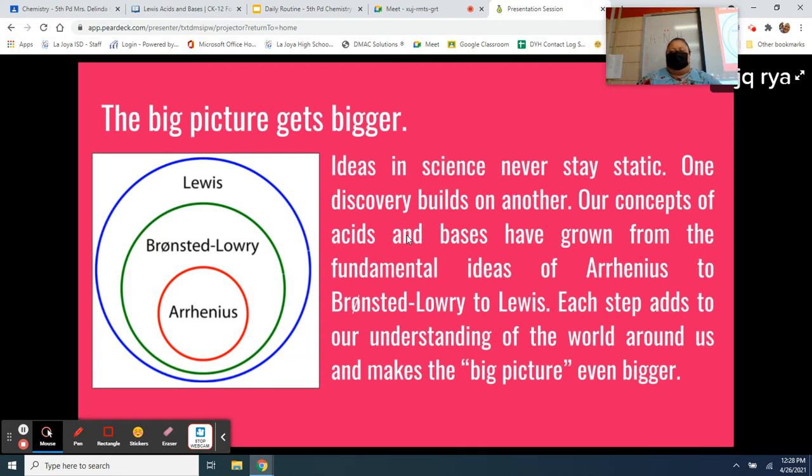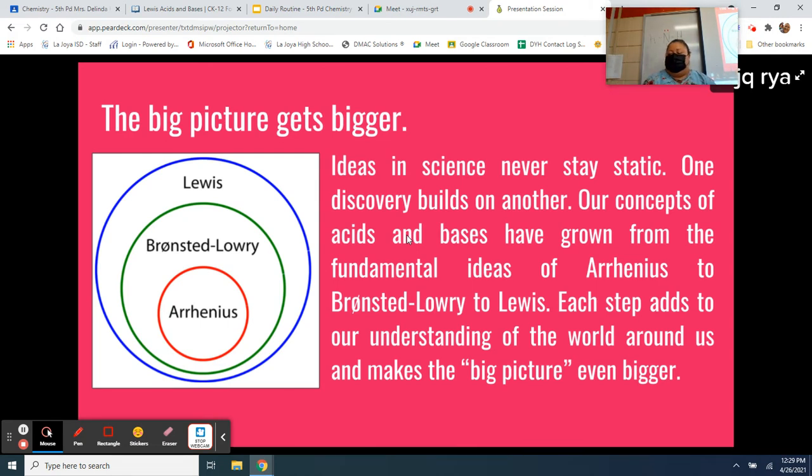Ideas in science never stay static. One discovery builds on another. Our concepts of acids and bases have grown from the fundamental ideas of Arrhenius to Bronsted-Lowry to Lewis. Each step adds to understanding of the world around us and makes the bigger picture even bigger. Very good. Thank you, Oscar.